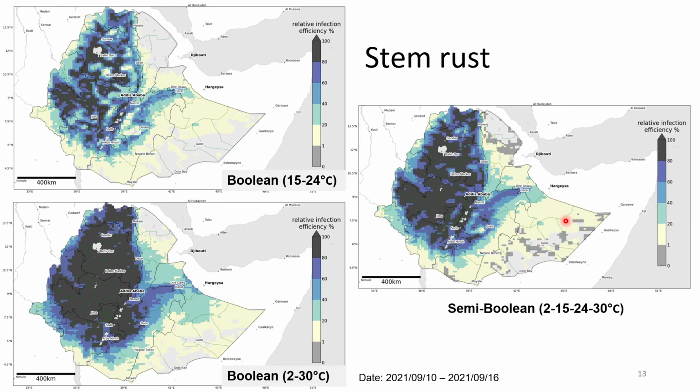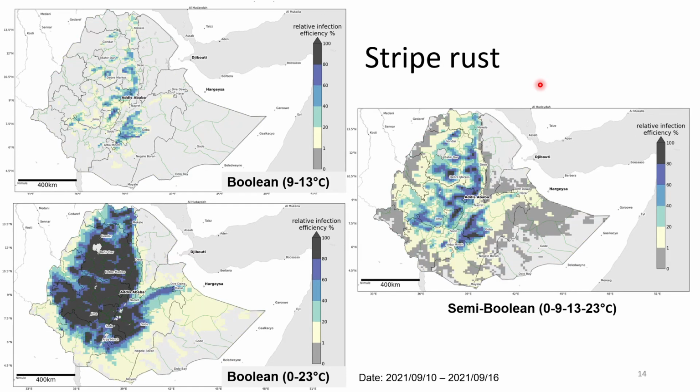The result for stem rust is basically a combination of the previous two. So we have some structures, but we don't have that few suitability that we saw before. This is more likely, and this is a much better representation for stripe rust. So we have too few and the two match together as a much more realistic result.